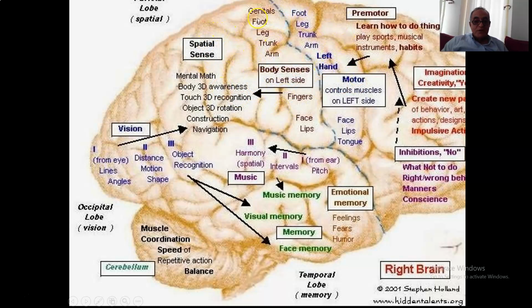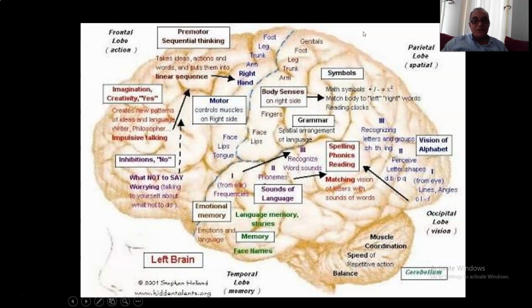So in the right brain, you find that these areas are involved in music memory, in visual memory, in facial memory, in imagination, in inhibition, in learning how to do things. And the other hemisphere, the left side also, in creativity, in inhibitions, in solving problems, in spelling, phonic reading, in vision of the alphabet. So it is not silent as you might think.